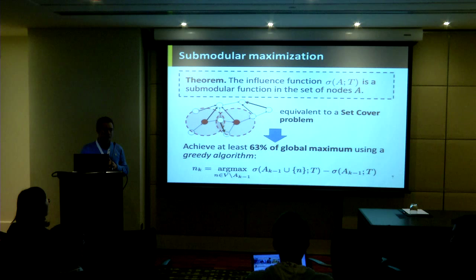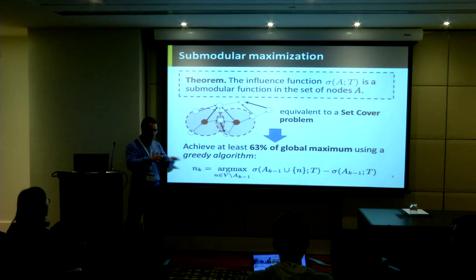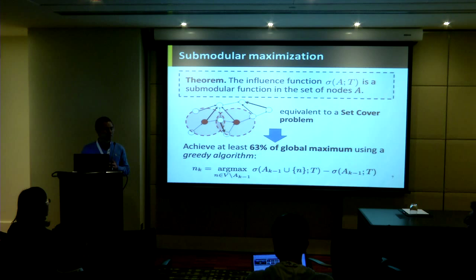Okay? So essentially, each one of these information sources, when it starts to spread information, is going to cover a set of nodes in your network. Each source is going to cover a subset, so the entire set of sources is going to cover the union of all this. So you can show that these two problems are equivalent, and the objective function has this submodular property.